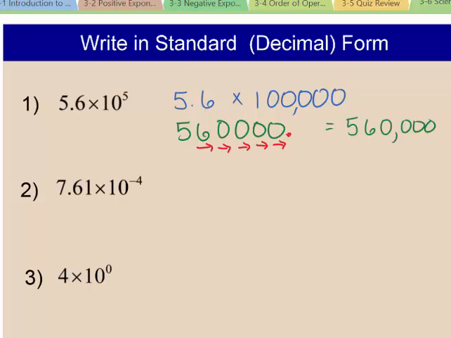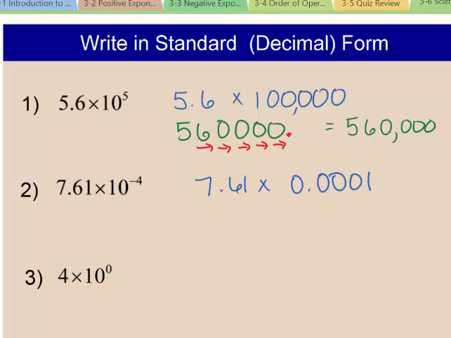Now let's look at 7.61 times 10 to the negative fourth. Well, we need to understand what 10 to the negative fourth is. 10 to the negative fourth is the same thing as 0.0001 or 1/10,000.